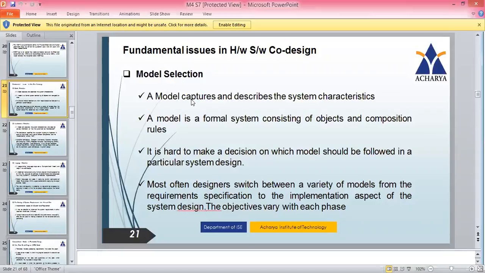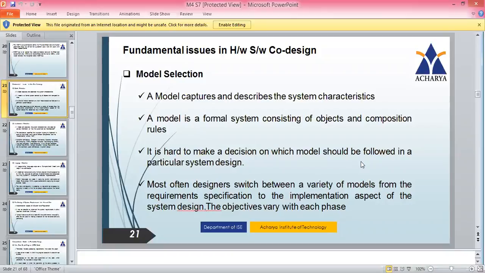So all of you know, the waterfall model has got its own characteristics, likewise. So it is hard to make a decision on which model should be followed in a particular system design. Many a times it becomes crucial for the developers which one to follow, because a certain part of the system could be built using one model, and another part you feel like using the other model. So it is always a challenge for the designers to choose a precise model.